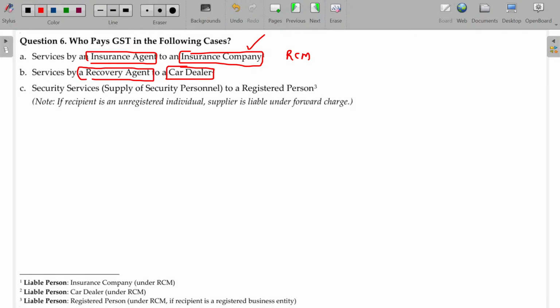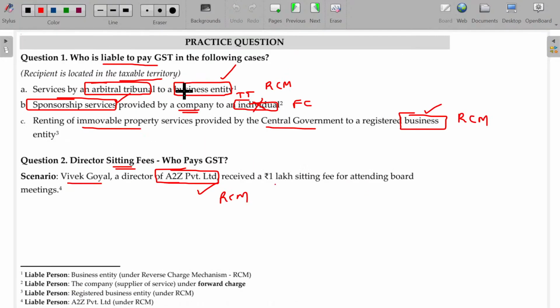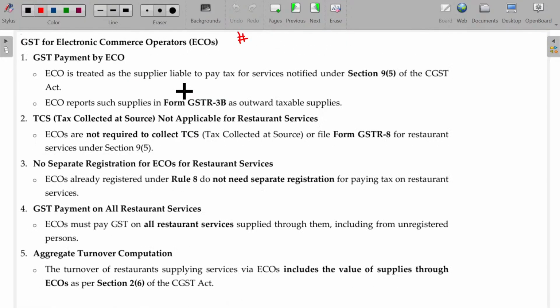Services by the recovery agent to a car dealer. Who has to pay the GST? RCM basis will come under recovery agent. Make a note, this will be applicable for the banking company only. Is that clear? Anyhow, it's a car dealer. So usually the car dealer case is not falling under RCM, right?